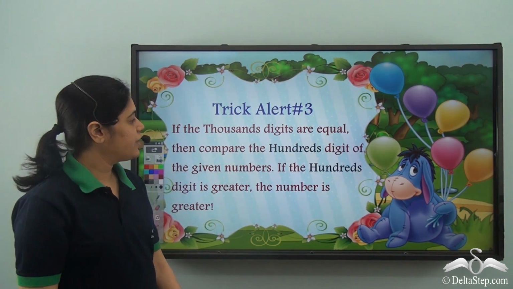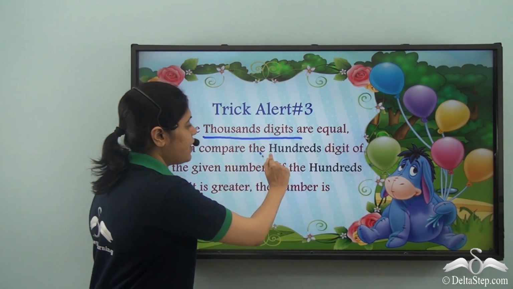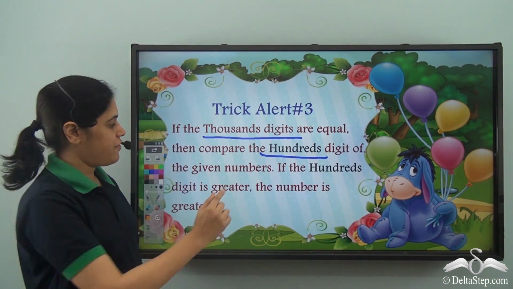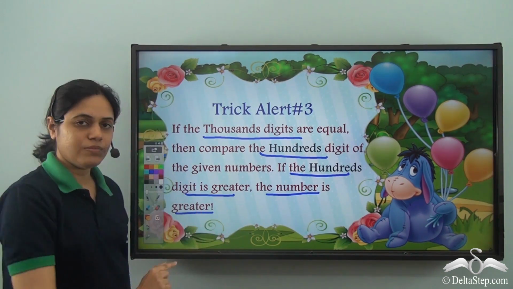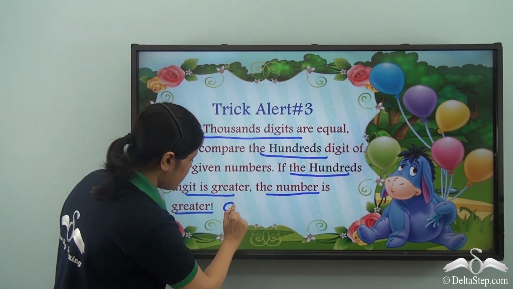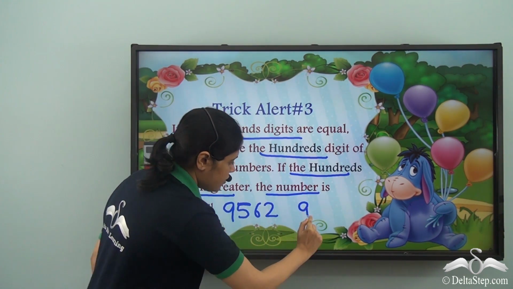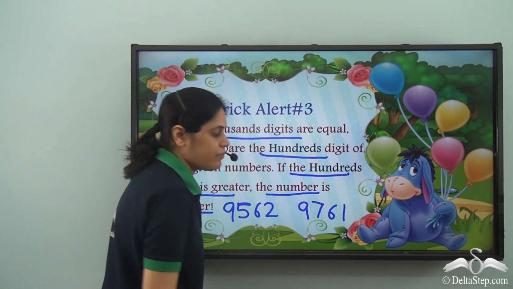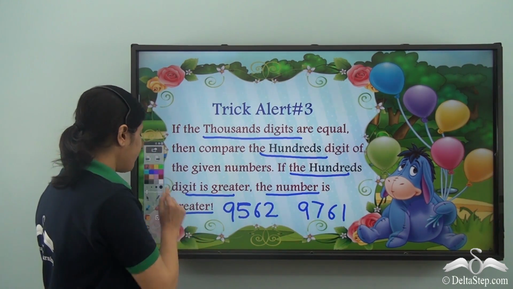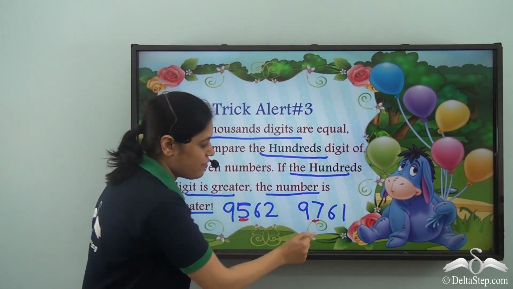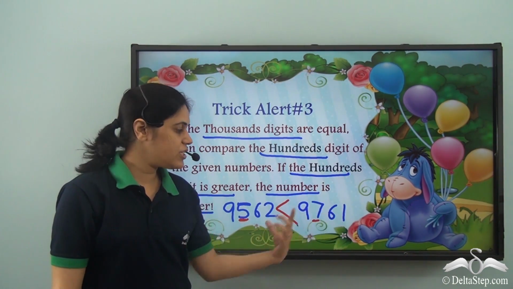What is the second trick? If the thousands digits are equal, then compare the hundreds digit. If the hundreds digit is greater, then the number is greater. So in two numbers, suppose the thousands digit is the same. Suppose this is a number and this is another number. So the thousands digit is the same, which is 9. So we need to compare the hundreds digit, 5 and 7. So in this case, the hundreds digit is more. So this number is more.